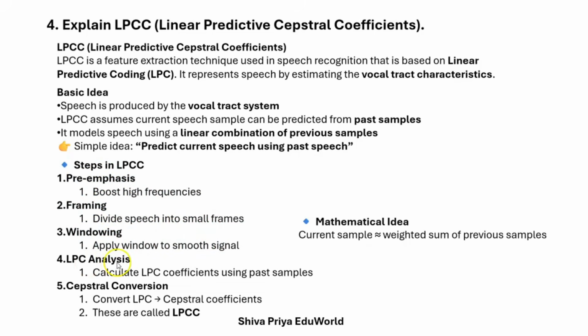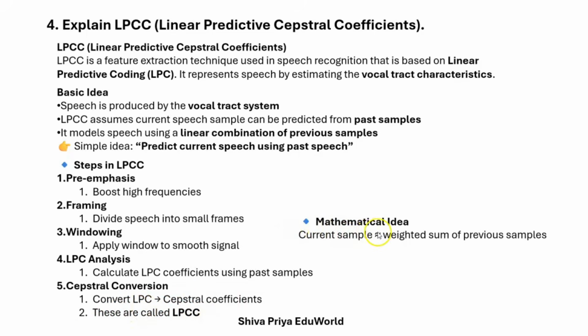LPC analysis is the separate one. Calculate the LPC coefficients using the past samples only. After that, cepstral conversion. It converts whatever LPC is there to cepstral coefficients. These are called LPCC. Here, this is the final output.